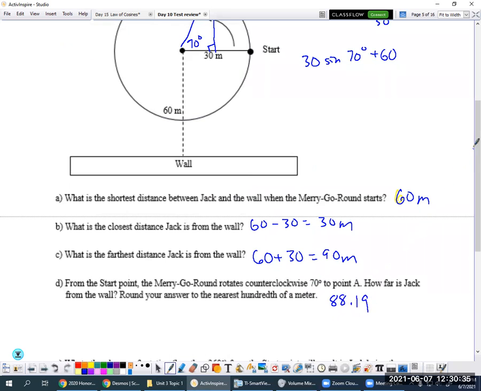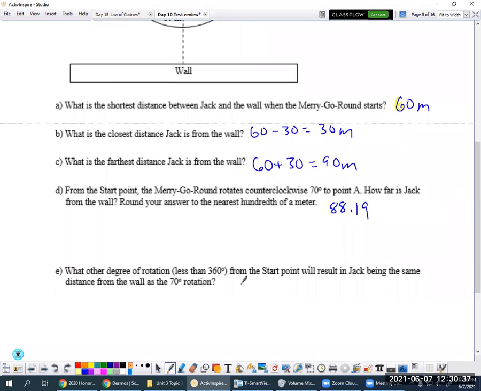Okay. Letter E, what other angles of rotation result in being the same distance, less than 360? So if we're up there, if we want to be the same distance as the 70 degree, we want to be over here. That would be the same distance. So if you imagine this like a standard position angle that has a reference angle of 70 in the second quadrant, it would be 110 degrees.